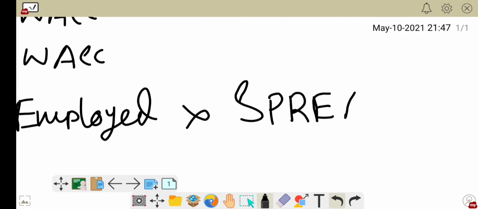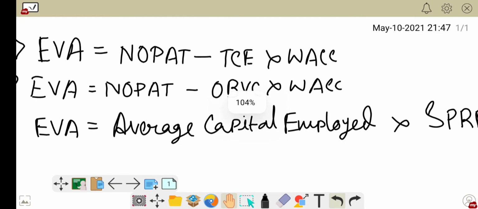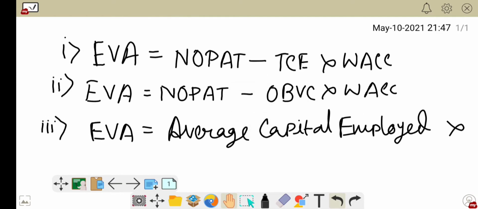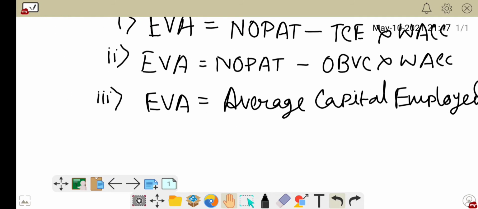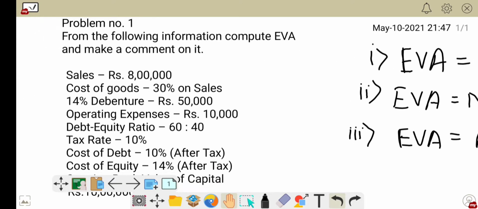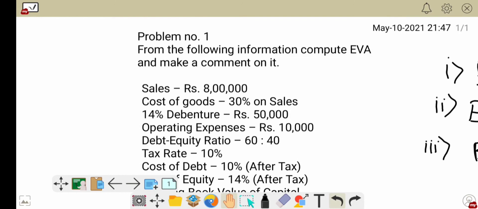So these are the three formulas. We have to select one of them according to the elements given in our question, and we will apply whichever one suits the problem. Here the problem number one is given: from the following information, compute EVA and make a comment on it.